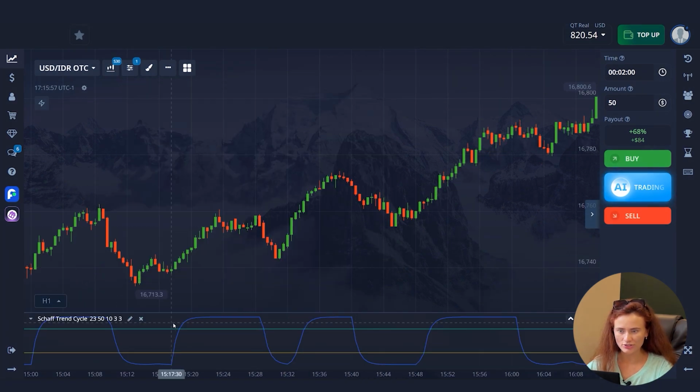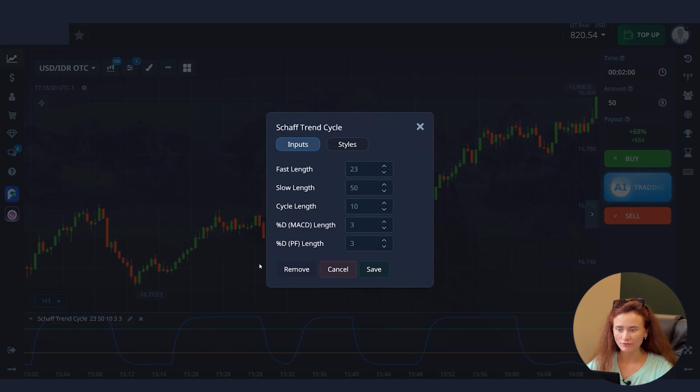And let's adjust the settings of the indicator. Fast length will be 6, slow length 34, cycle length 8, MACD length will be 4, PF length will be 1. These settings make the indicator more sensitive to market changes. In fast strategies, this is very important.